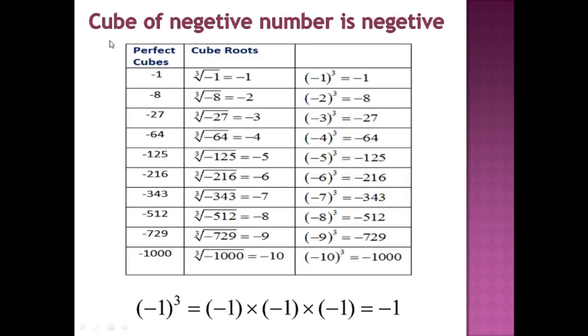Next property. The cube of a negative number is negative. Here I have given perfect cubes of negative numbers. Let's see the examples. The cube of minus 1 is equal to minus 1. When we multiply minus 1 three times, we will get the answer in negative. The answer will be minus 1. Similarly, if we multiply minus 2 three times, we will get minus 8.